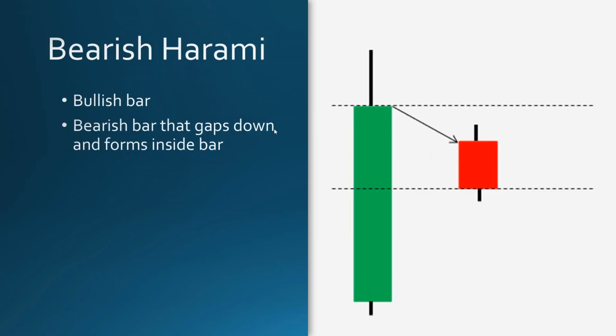Okay? We also have the bearish Harami. It begins with a bullish bar. We then have an inside bar that actually gaps down from the close of the bullish bar. Again, do not let the inside bar test the close of the bullish bar, okay? If it goes back to test that close, it's not a Harami, okay?